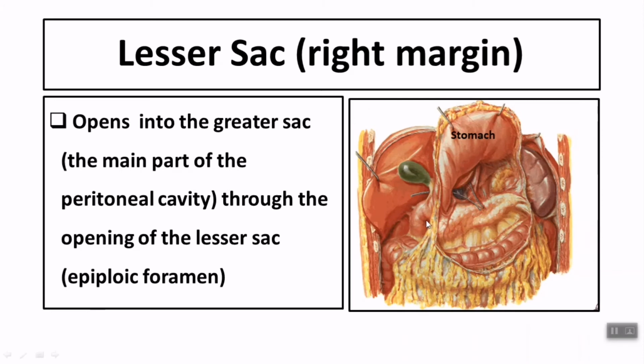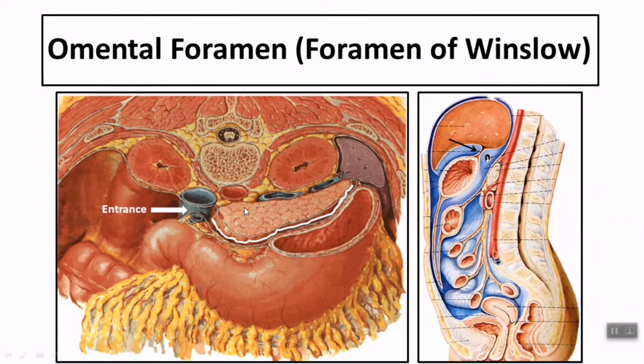Right margin opens into the greater sac, which is the main part of the peritoneal cavity, through the opening of the lesser sac, which is called the epiploic foramen. So this is the omental bursa, or the lesser sac, opened to the greater sac by the epiploic foramen. This is the epiploic foramen. Here we can see this is the greater sac, and this is the entrance or the foramen of Winslow to the lesser sac or the omental bursa. We can see that the lesser sac is situated behind the stomach.